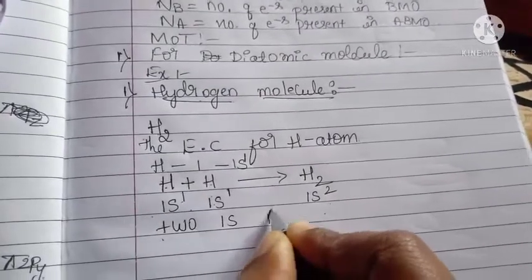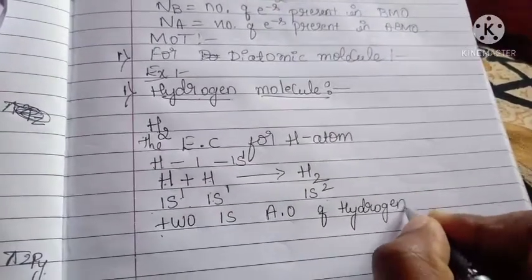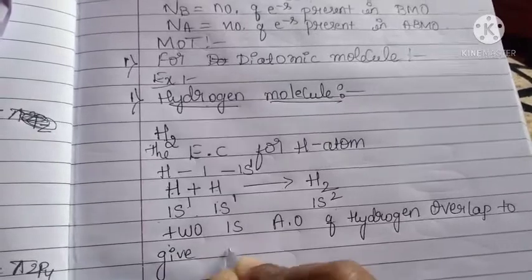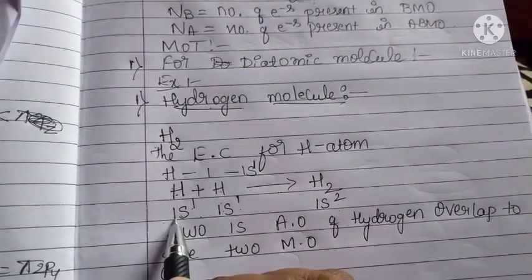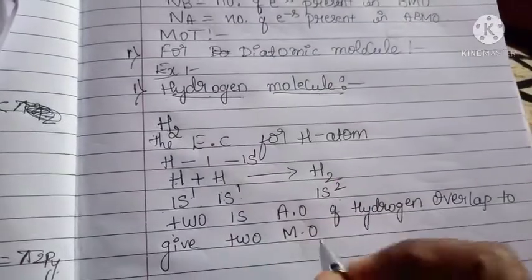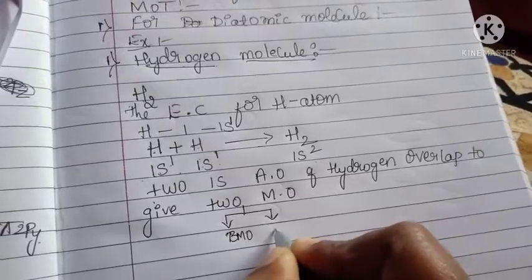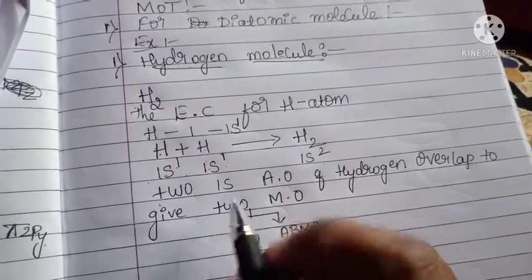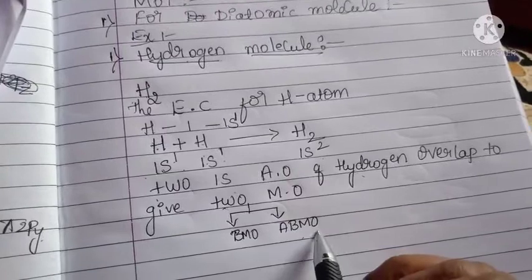Here you have to observe that two 1s atomic orbitals of hydrogen overlap to give 2 molecular orbitals. Do you understand? As many atomic orbitals combine or overlap, that many molecular orbitals are formed. Here 2 molecular orbitals should be formed: one is a bonding molecular orbital, and another one is an anti-bonding molecular orbital.